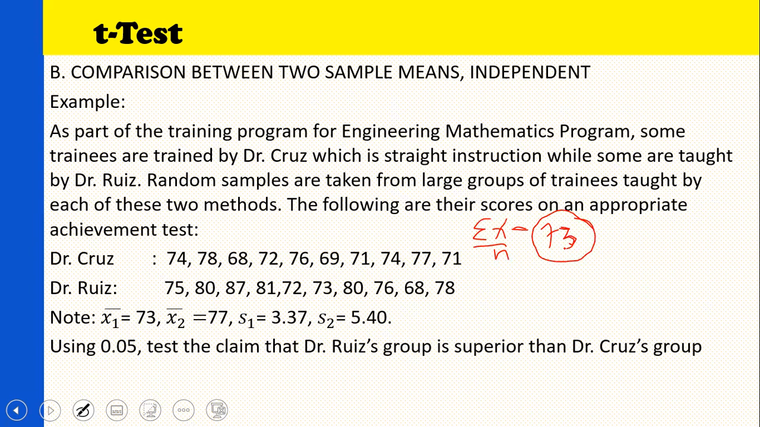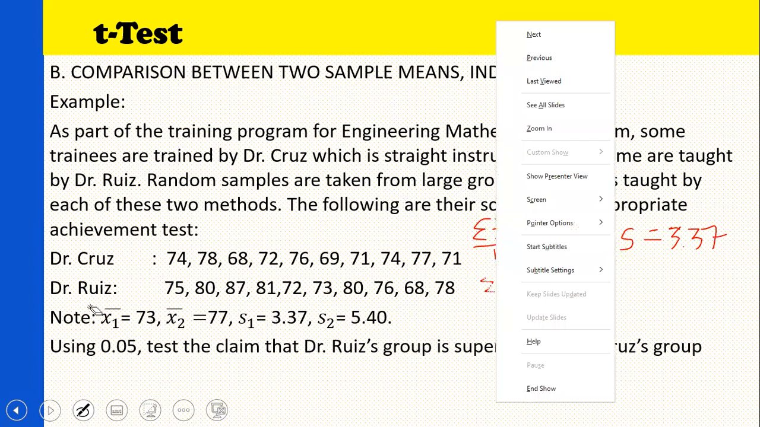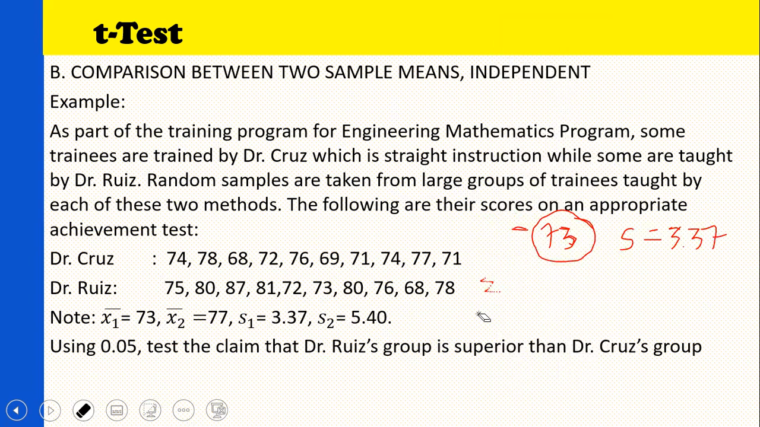And we also have the standard deviation. So we have already computed the standard deviation, which is already 3.37. And how about for the second group naman, you also have the mean, or yung average. We have the mean of the second group, which is equal to 77. And the standard deviation is equal to 5.40.